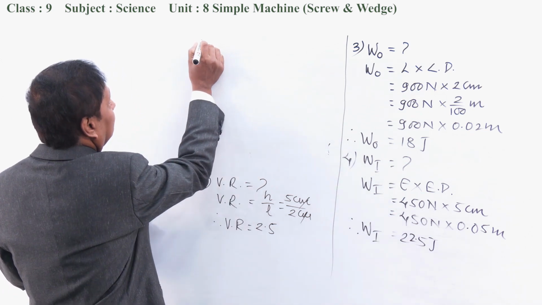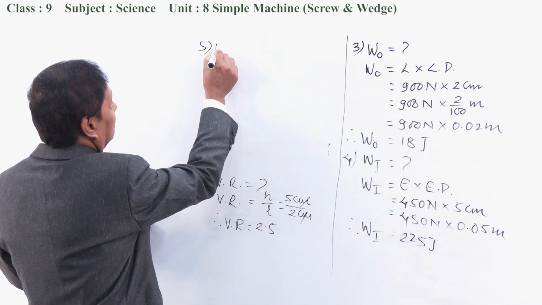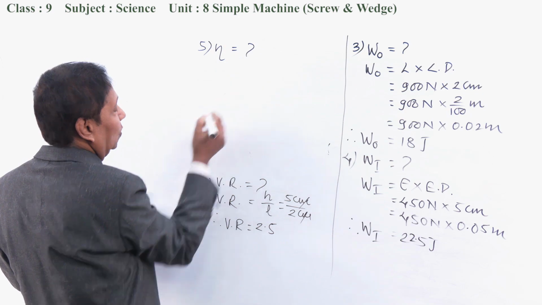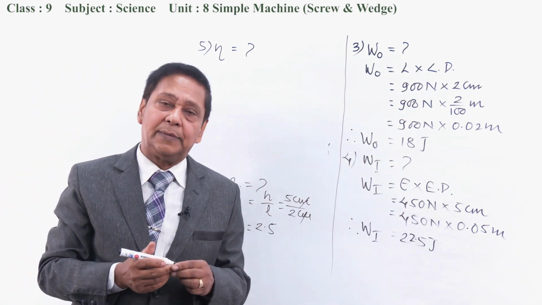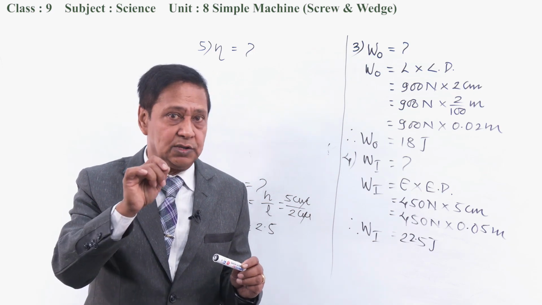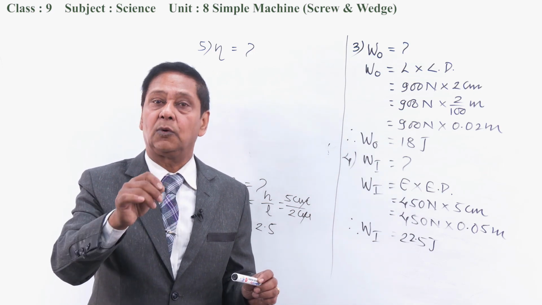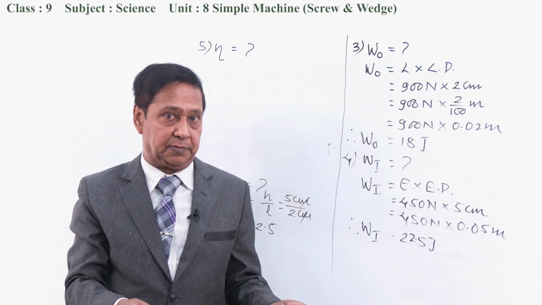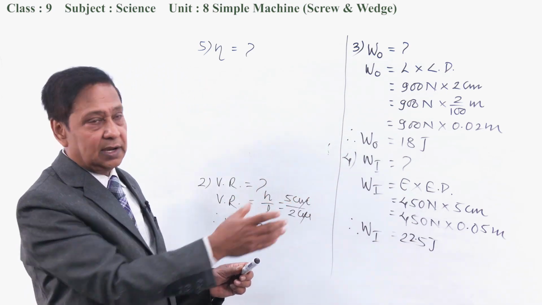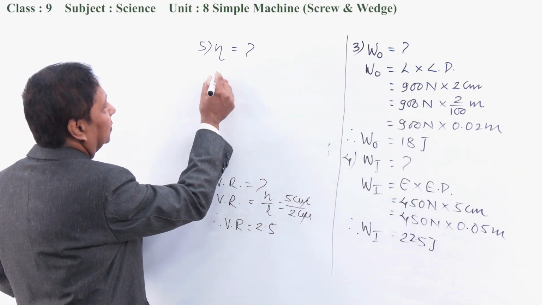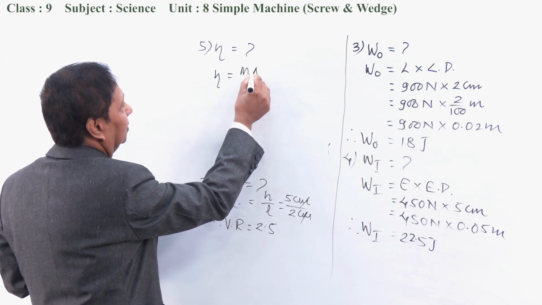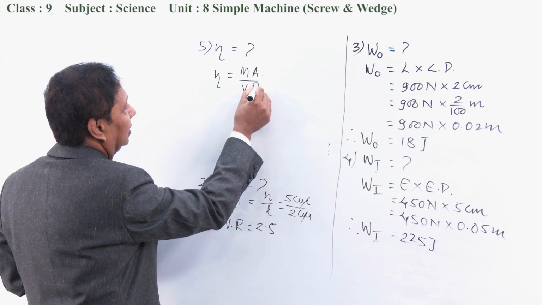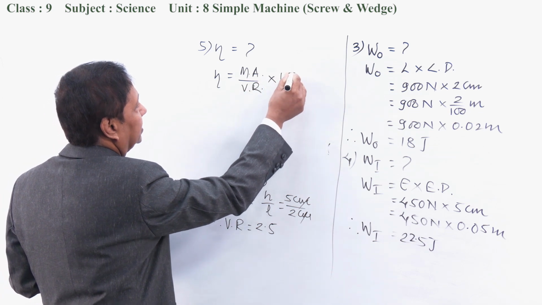Efficiency is denoted by eta. Eta is equal to what? We can use one of the formulas: efficiency is equal to MA by VR into 100%, or efficiency is equal to work output by work input into 100%. Both are present here, but I am using just the simple one, MA by VR into 100%.